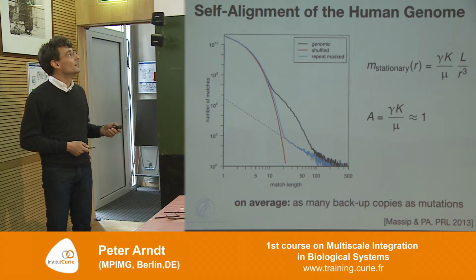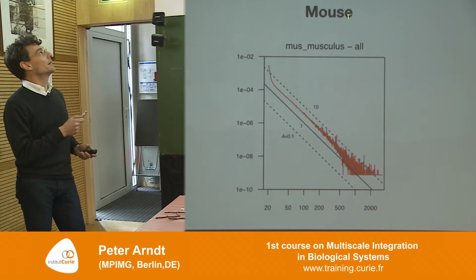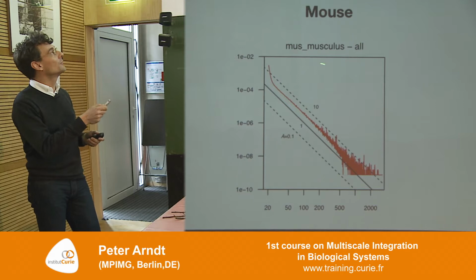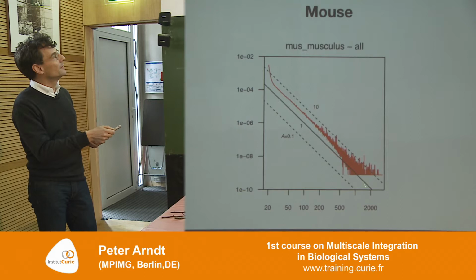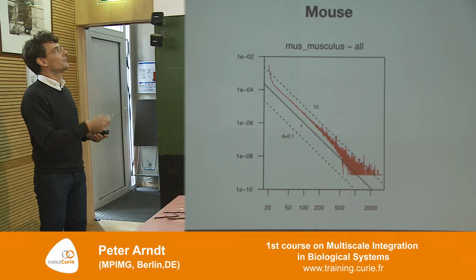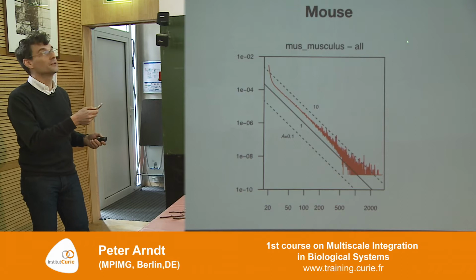We can also do the same analysis in other species, and we very often see a -3 power law, so here for mouse. This is just the power law tail, and this black line would be where the prefactor is 1, so mouse makes more backup copies than it would need to. A is probably 5, but it's not much larger, it's not 10. So it's a little bit larger.